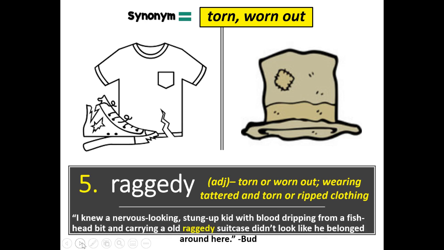So you could choose to write one of those words in your second column. And then here is the quote. "I knew a nervous-looking, stung-up kid with blood dripping from a fish head bite and carrying an old raggedy suitcase didn't look like he belonged around here." Bud. All right, so make sure you write raggedy, write the synonym, and if you have time, you can draw a quick sketch, or you can do that at the end of our lesson.